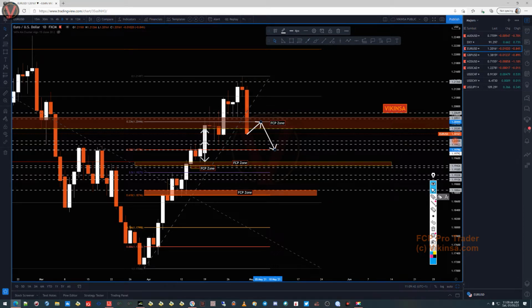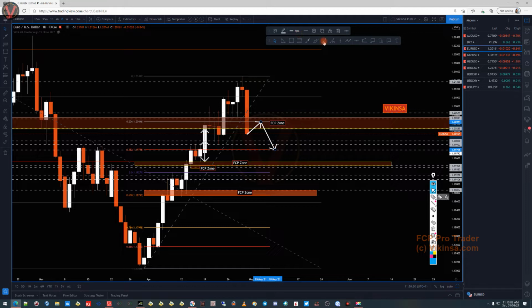Beware of 1.2 level as well. So it can come down to 1.2 level, go back up and then fall back down. That is also a possibility. So if there is any pullback, like into FCP zone or even higher, I'll look for a short opportunity, and my target will be 1.19796, near about that level.